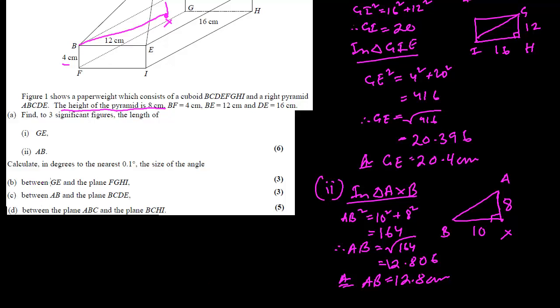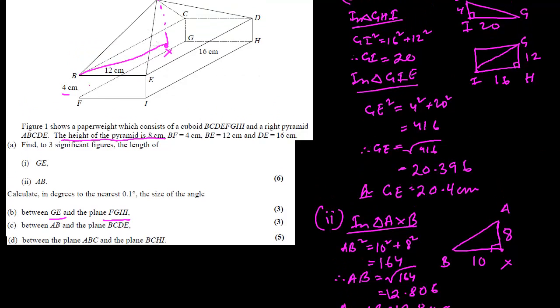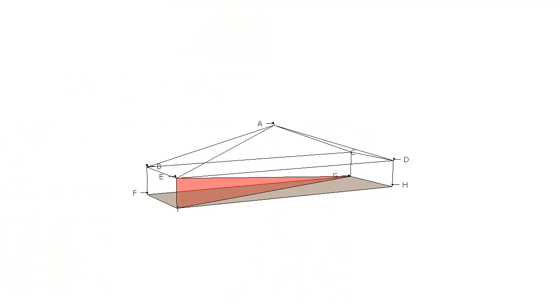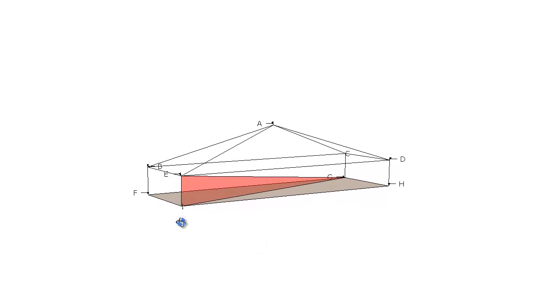Question number B is the angle between the side and FGHI. FGHI is the ground. So we have to find the angle between GE and the ground. That means it is going to be this angle over here. We already know what GE is. This is 90 degrees at this corner over here at I. So the angle between GE and the ground is going to be this angle over here.